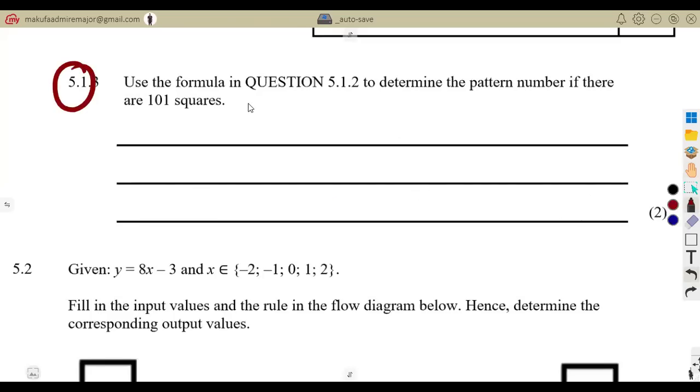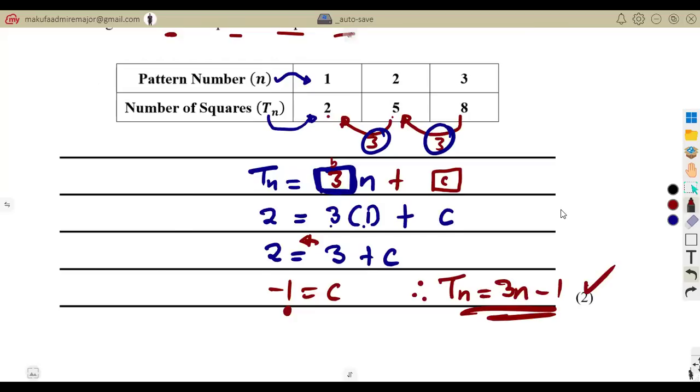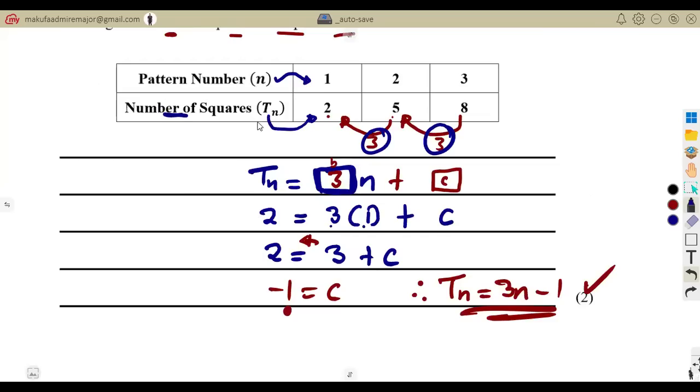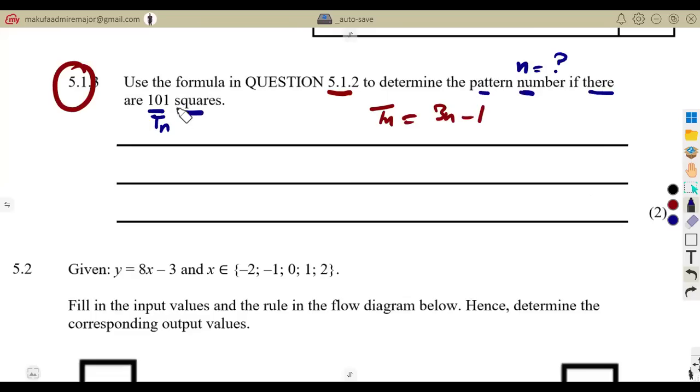So you just have to be careful with the simplification there. 5.13: using that formula Tn, determine the pattern number n, what is the value of n if there are 101 squares. Remember, the number of squares is Tn. Pattern number is n. Number of squares is Tn. So now we are given that Tn is 101. At that moment, what is the value of n?